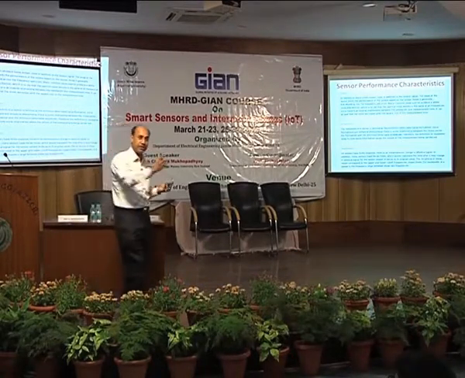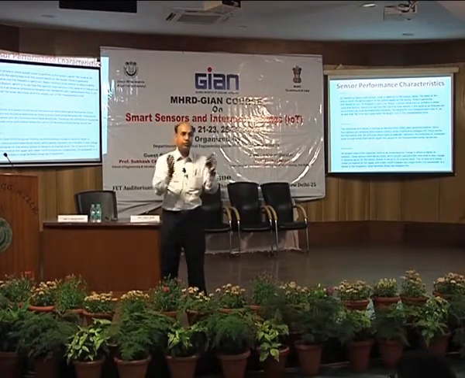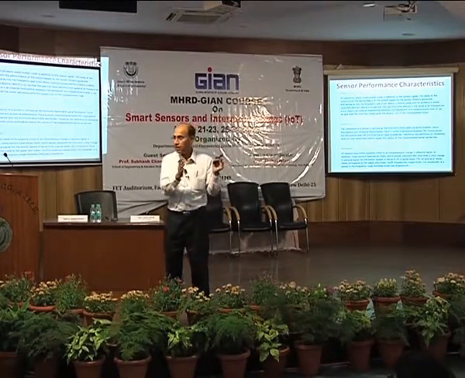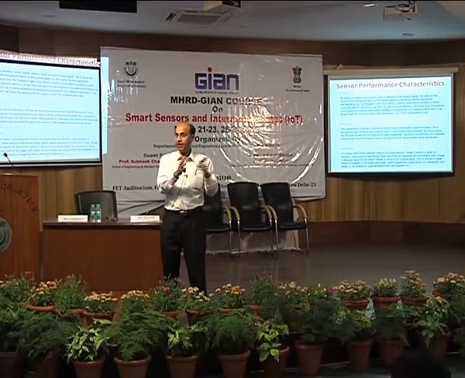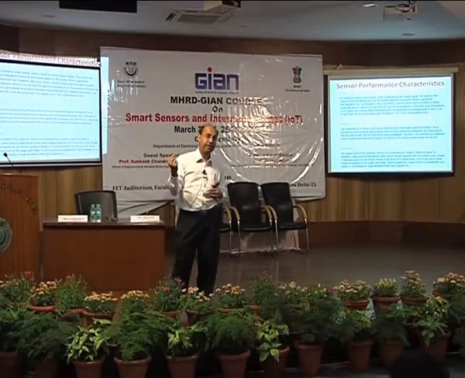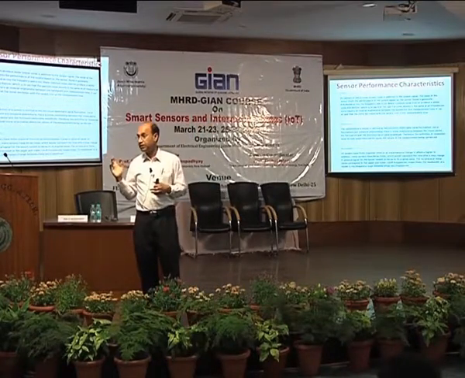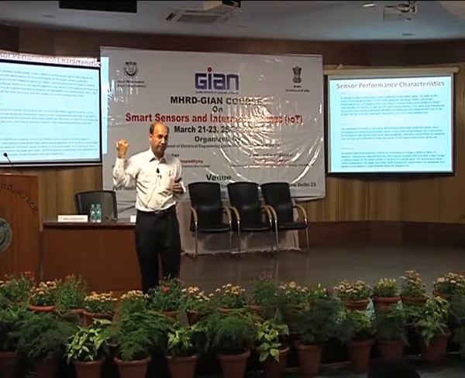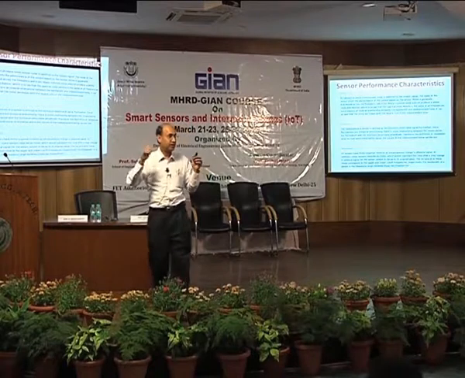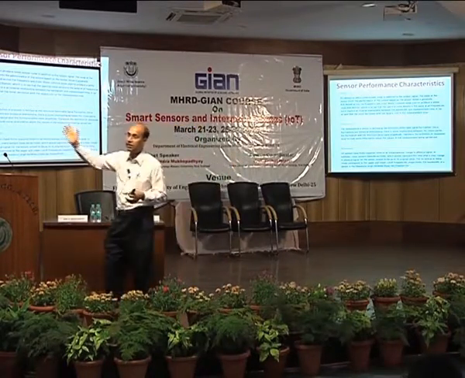Suppose your sensor gives a response at 100 kilohertz, but you take an op-amp whose bandwidth is less than 100 kilohertz. Then you cannot use that. So if you deal with high frequency applications, your instrumentation circuit should have a high bandwidth. The thumb rule is 10 times. Always use the thumb rule of 10 times. That means if you operate at 100 kilohertz, your op-amp must have a bandwidth of 1 megahertz.